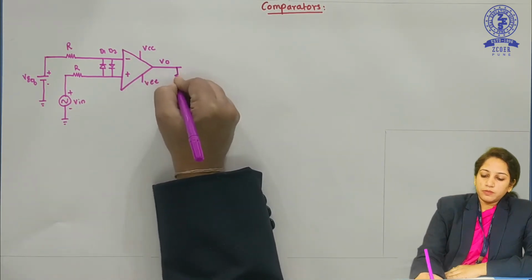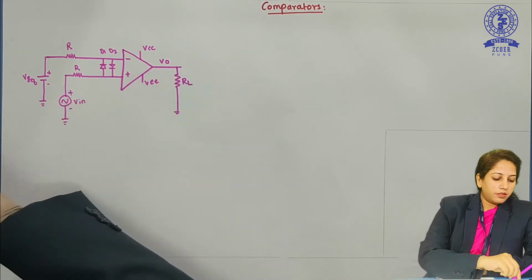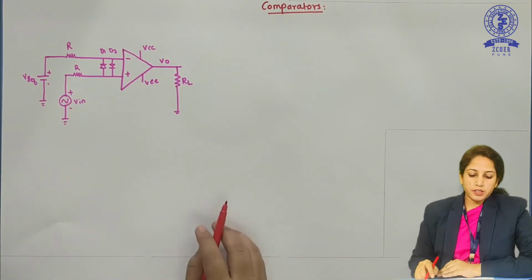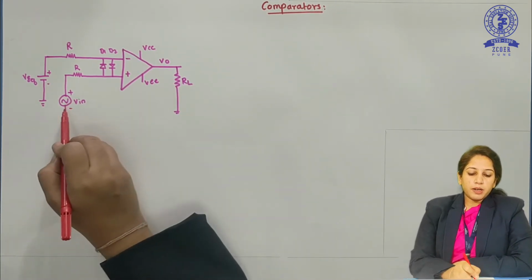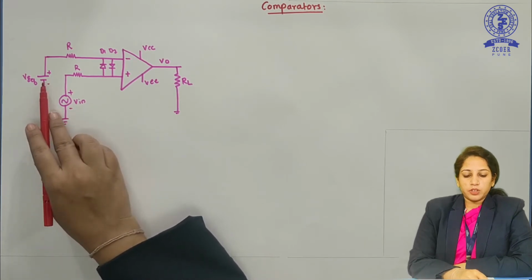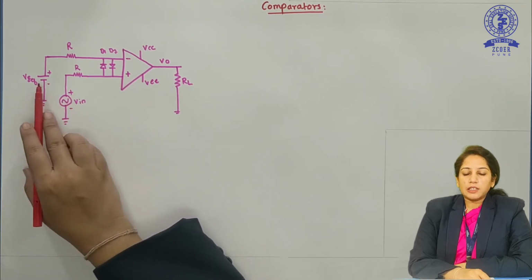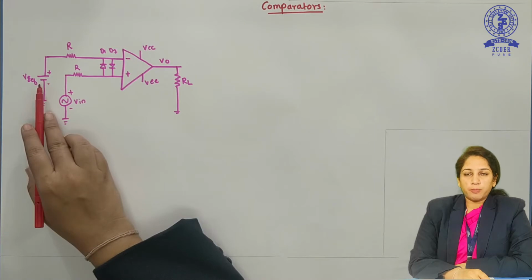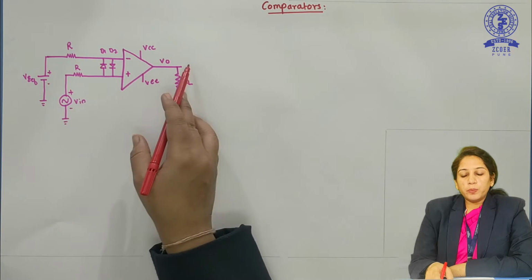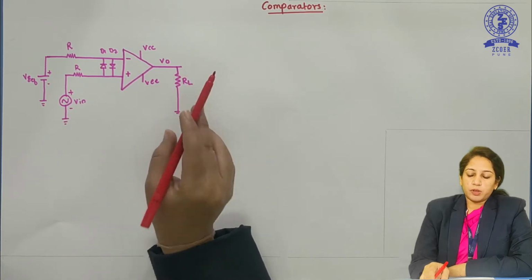Here will be our load RL. Now we will see how this circuit will compare between two quantities. I have told you that V in will be a time varying signal, and this is a fixed reference voltage. So the comparator will compare between this time varying signal and this fixed voltage which I have provided here, and similarly it will give an output, and that output will change from one saturation level to the other saturation level.